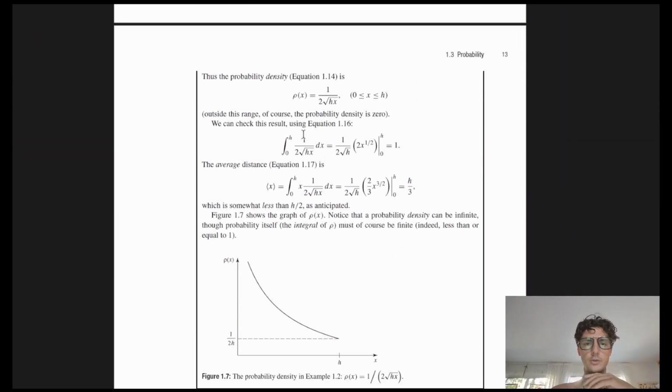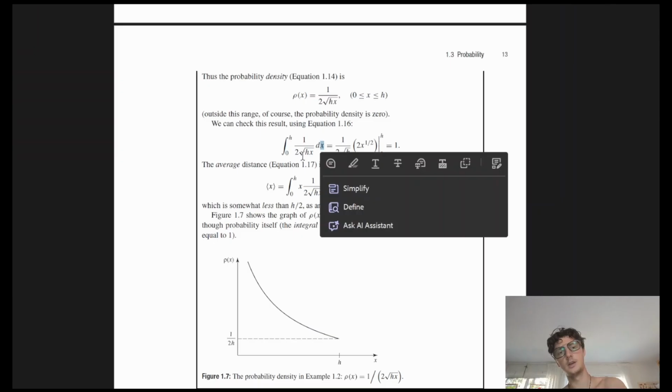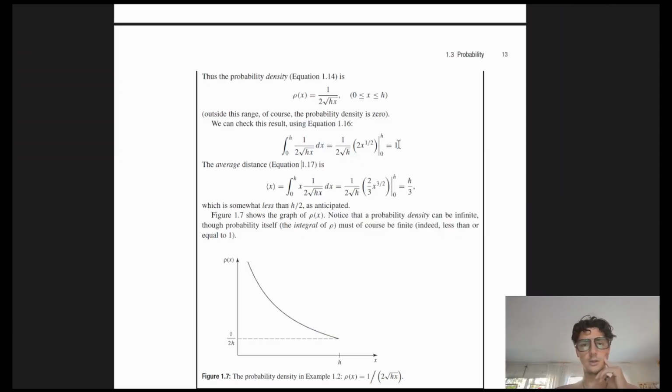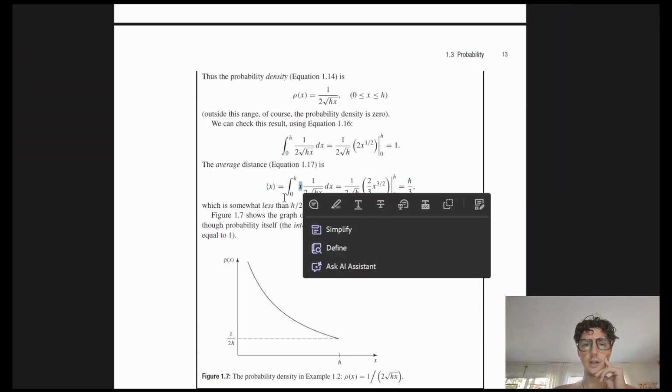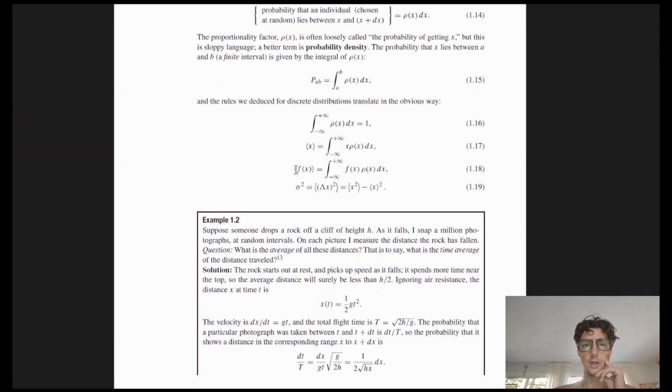So from 0 to h, because our variable is x, we do the integral and we get 1, which is good. The average distance is the average of x. Integrate from 0 to h. You multiply by this little x here, remember, because we have this equation here. If you want to find the average of x, you multiply x inside by the probability distribution.